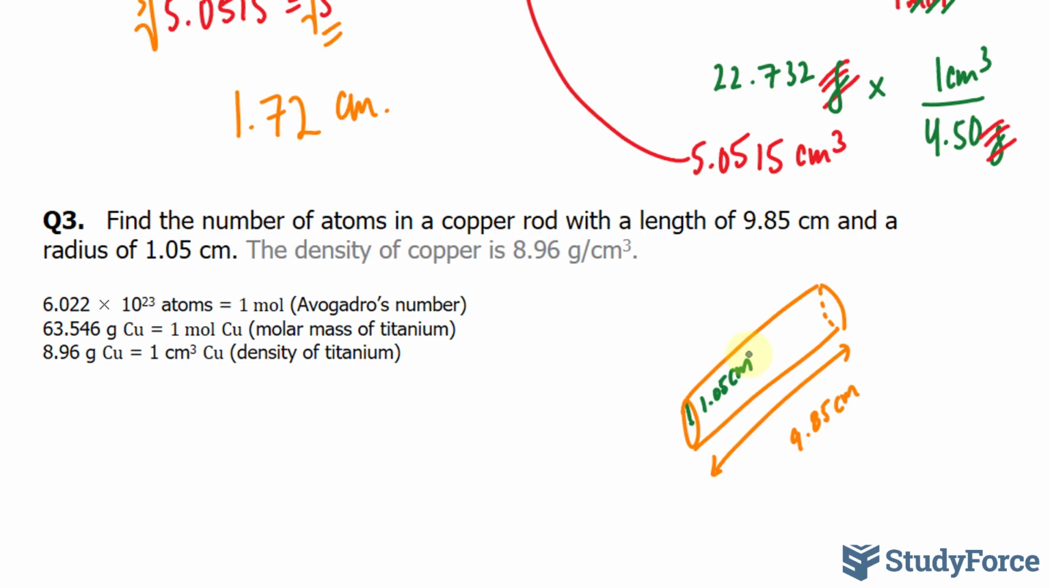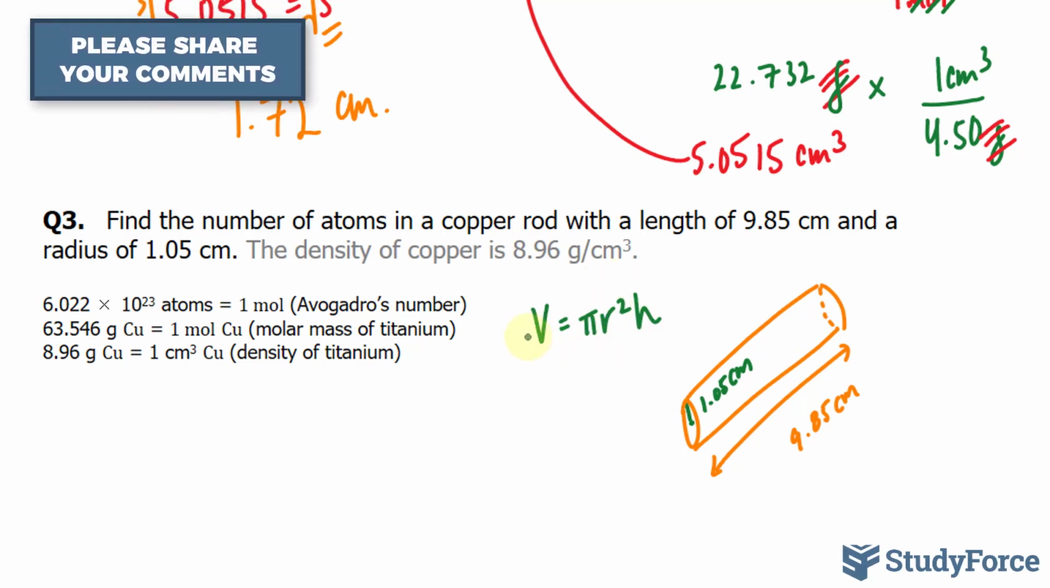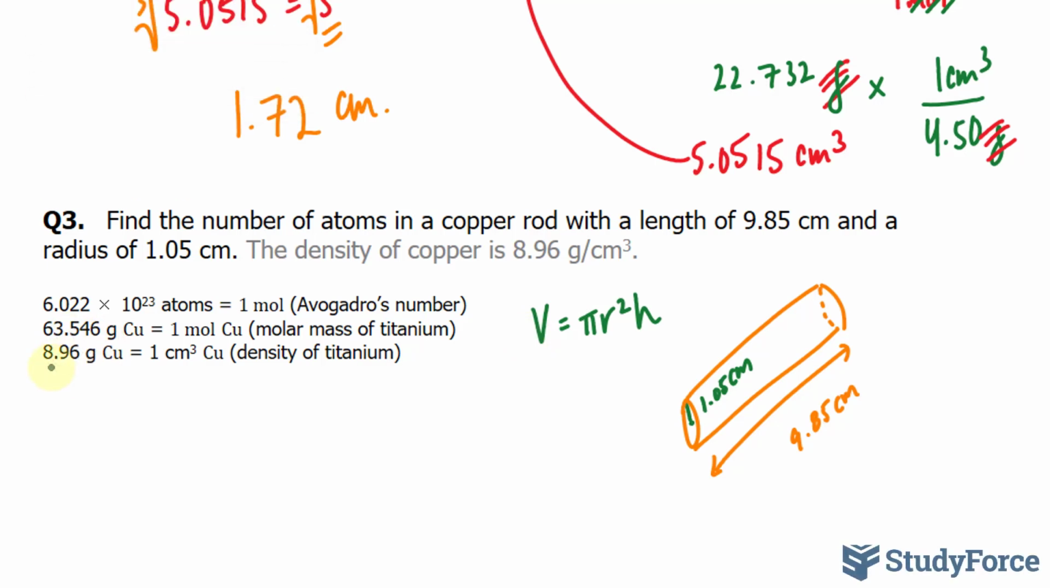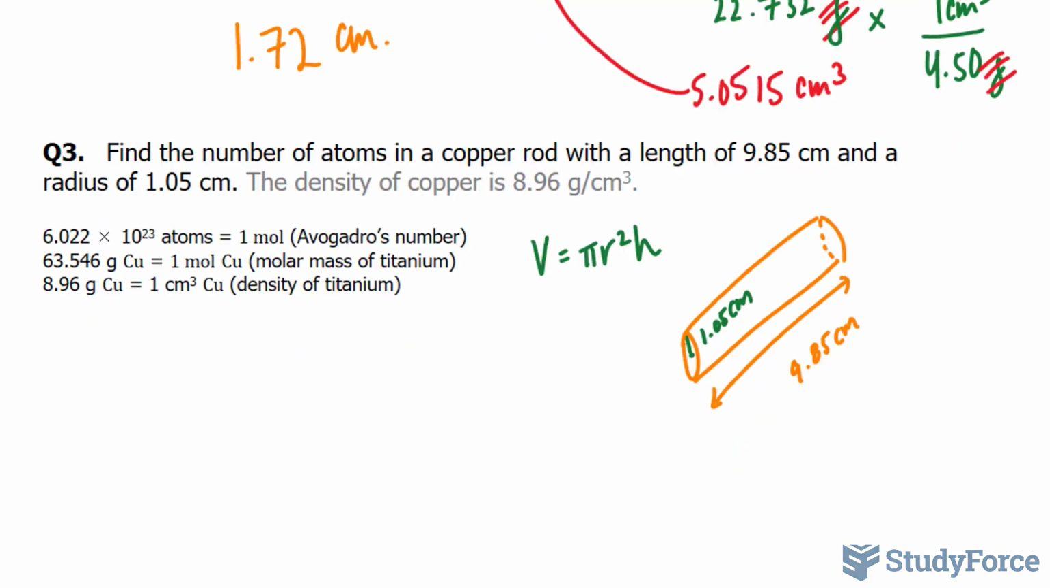To do this, we need to first use the volume formula for a cylinder, which looks like this. Volume is equal to pi r squared h, where h represents 9.85 and r represents 1.05. Substitute these values into here, find out our volume. Using our volume, we can use the density to find the number of grams. Then, once we found the number of grams, we can find out how many moles there are, and then from there find out the number of atoms. So this is the opposite of what we did in questions 1 and 2. Let's go ahead and find the volume first.